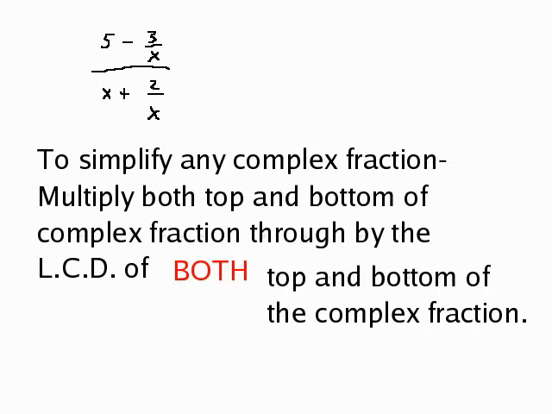To simplify any complex fraction, this is the easy way. There's another way I can show you as well, but it'll take more time. Multiply both top and bottom of the complex fraction through by the LCD of both top and bottom of the complex fraction. Now, Young, what do I mean by that? Well, if I circle this top here, what would the LCD be? Well, there's only one denominator in this, and that's x. All right? Also, if I circle the bottom, what's the LCD of that? Again, you see, hopefully, it is x.